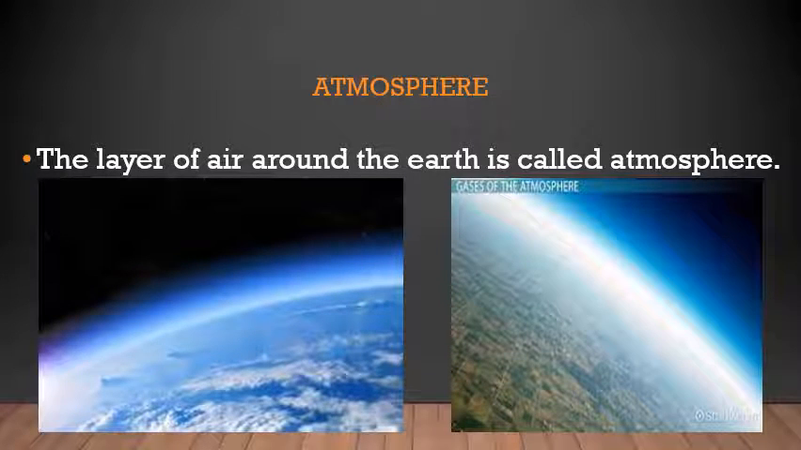In the following picture, you can see the presence of the air, right? There is no air in space. There is air only on the earth because air is very important for us to breathe, for us to live, for all living things, for plants, for animals. We need air. That air is present in the earth itself, and the layer of air around the earth is called atmosphere.